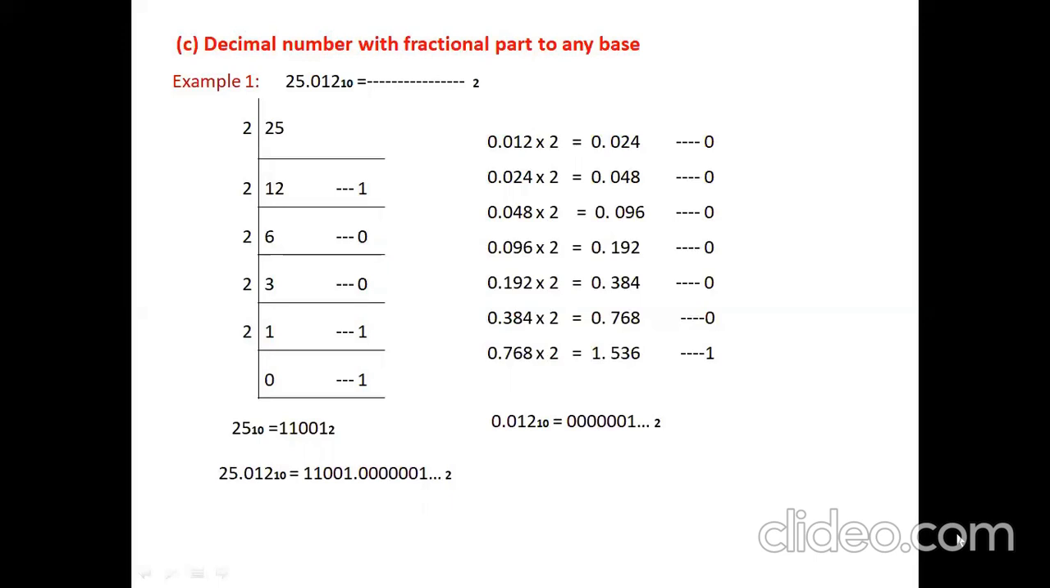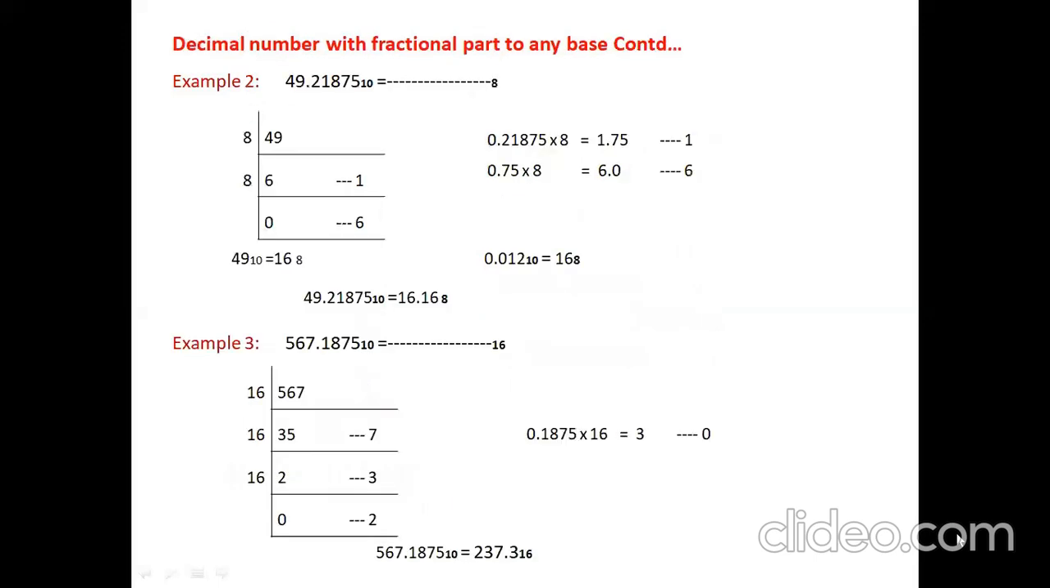This is how we convert any given decimal number to any base. It can be 8 or 16 or any base. If you do the same for base 8, for 49 we take it separately by dividing by 8, which is not a fractional part. And for the fractional part, we take 0.21875 and multiply it with 8. This is how we did it separately for both, and later after getting the results we clubbed them.